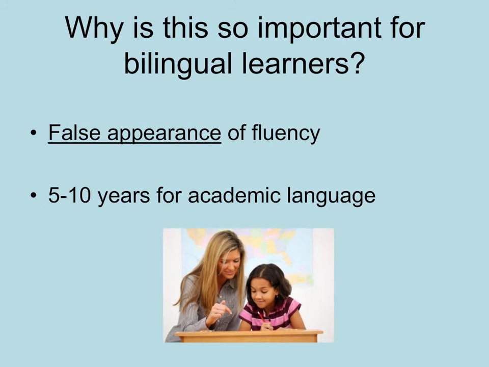Why is this distinction between social and academic language so important for bilingual learners? First, bilingual learners will give a false appearance of fluency. They will be able to talk up a storm if they're talking about their friends or their family, and teachers may believe they are actually fluent in their second language. However, because they are not fluent in academic language, they will not be as accomplished in academic tasks as they are with social tasks. Remember, it takes 5 to 10 years for bilingual learners to develop academic language.